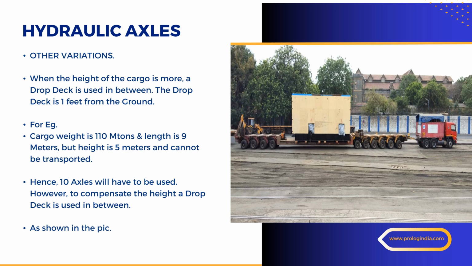Now for example, if the cargo weight is 110 tons and length is 9 meters, but the height of the cargo is 5 meters, it cannot be transported if you place it directly on the hydraulic axle. Then what do you do? Hence, 10 axles will have to be used. However, to compensate for the height, a drop deck is used in between.